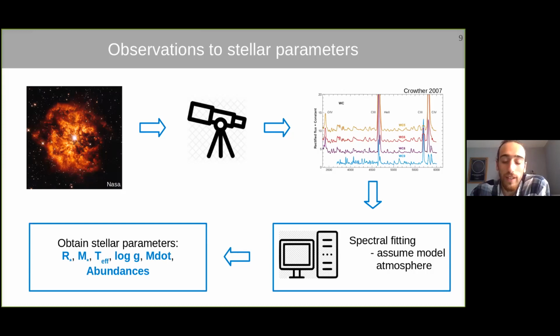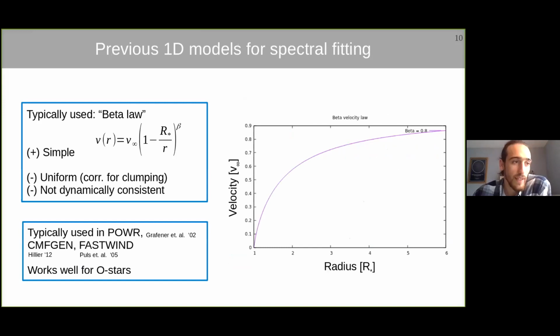However, to do this spectral fitting, we need to assume some sort of model atmosphere for the star. Of course, because your star is covered in a lot of gas of the wind, this wind gas will affect the spectrum that you get out of the star. So what we typically do when we do this spectral synthesis or spectral fitting is that we assume that the wind surrounding the star is described by this beta law. The beta law is an analytic expression to express the velocity field of a wind outside of a star.